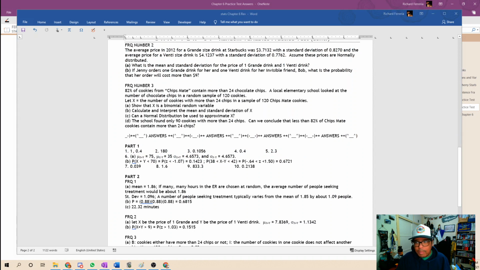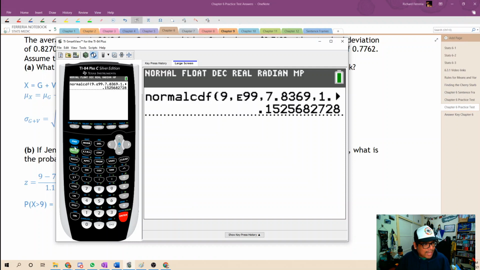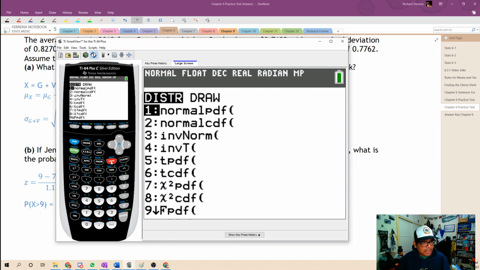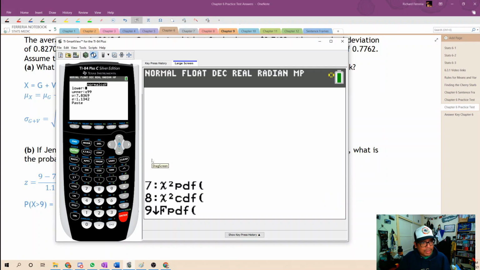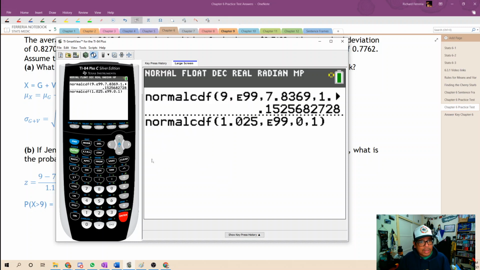Now the other thing we can do, we can also look at this if we decided to keep everything in a z-score. So we'll do everything here in a z-score now, with the lower being our z-score 1.025. The upper limit here is still going to be 1E99. The mean for a normal curve is 0, and the standard deviation for a normal curve is 1. So we'll paste that, and we should get a very similar answer. Yeah, 0.1526. So very similar.